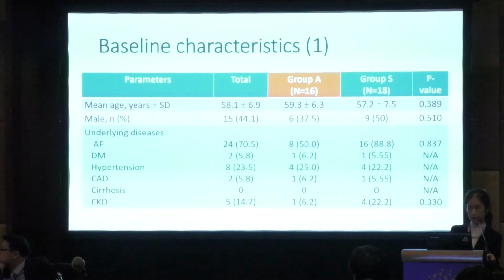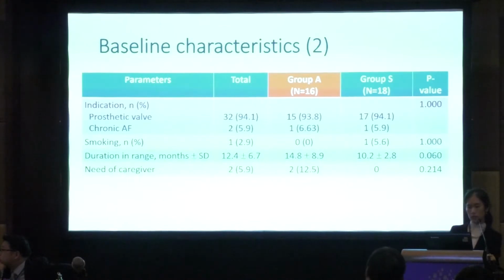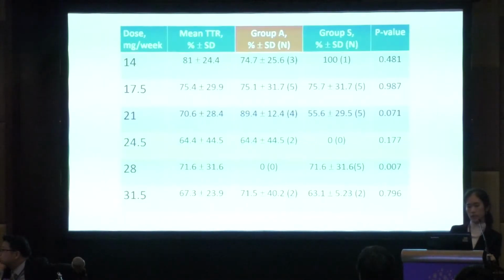The baseline characteristics were shown in the table. The mean age is 58 years old. There was no difference between the 2 groups in indication or need of caregiver. And the dosage distribution in each group was shown in the table. The TTR in each group was calculated and showed an insignificant difference among the different doses.